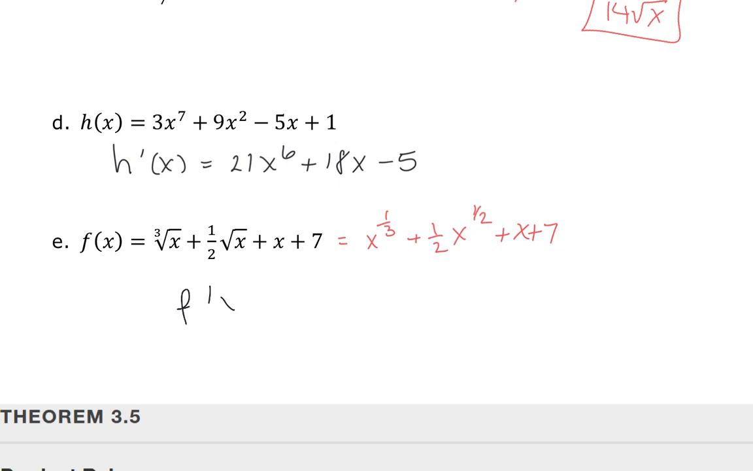Similarly, f prime of x should be 1/3 x raised to the negative 2/3 plus 1/4 x raised to the negative 1/2 plus 1. Again, the 1/3 is going to come down out front as a multiplier. 1/3 minus 1, which is the same thing as 1/3 minus 3 over 3, is a negative 2/3. And then I have 1/2 multiplied by this 1/2, which is going to come down as a multiplier. And then 1/2 minus 1, excuse me, is going to be a negative 1/2. And then x raised to the 0 is just 1.